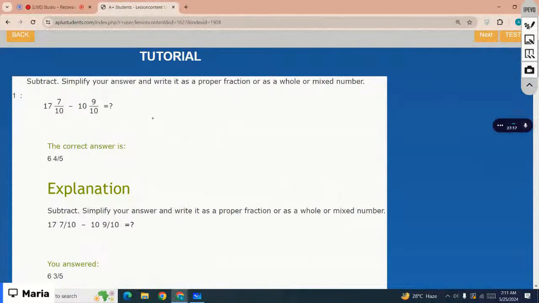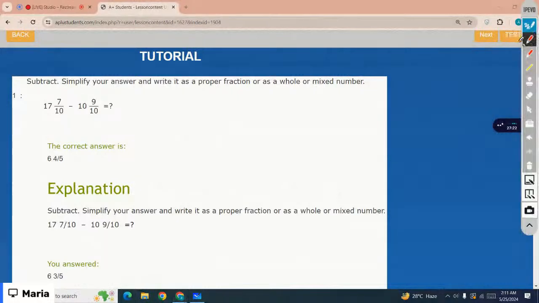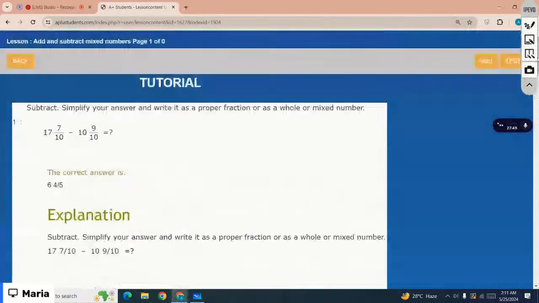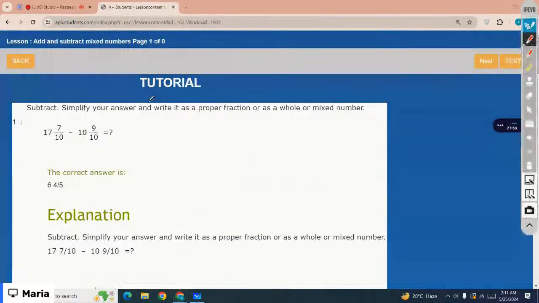Here you have 7 over 10 and here you have 9 over 10, right? You cannot subtract 7 over 9 because you cannot subtract a smaller number out of the greater one, right? So you need to rewrite this fraction. You need to make the first fraction greater than the second one, right? You need to rewrite this fraction.